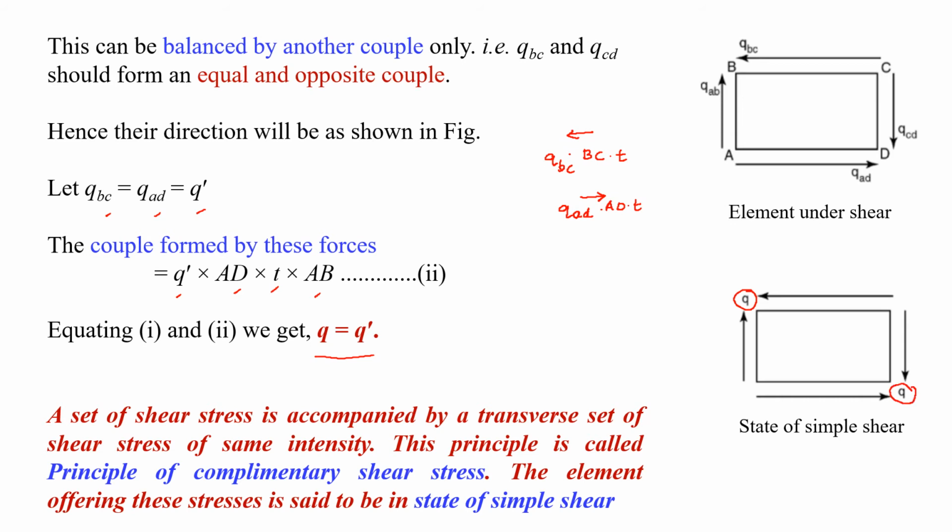So we can say that a set of shear stresses is accompanied by a transverse set of shear stresses of the same intensity. Here one set is the vertical forces, that is, these two vertical shear stresses. It is accompanied by a horizontal set of shear stresses of the same intensity. This principle is called the principle of complementary shear stress. And the element experiencing this stress is said to be an element in a state of simple shear. This is one of the important properties.